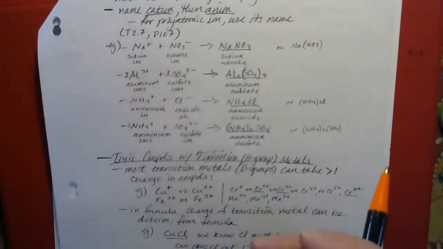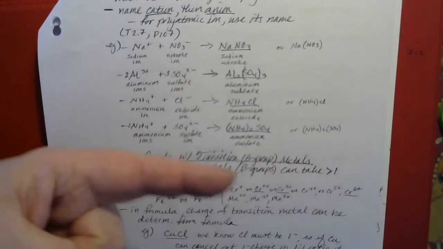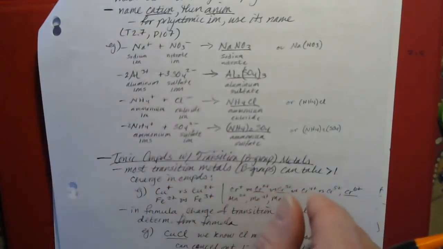I need to name it as a polyatomic ion, and also the polyatomic ion reacts as a unit, and it tends to remain intact during chemical reactions. Those are also important things about polyatomic ions.